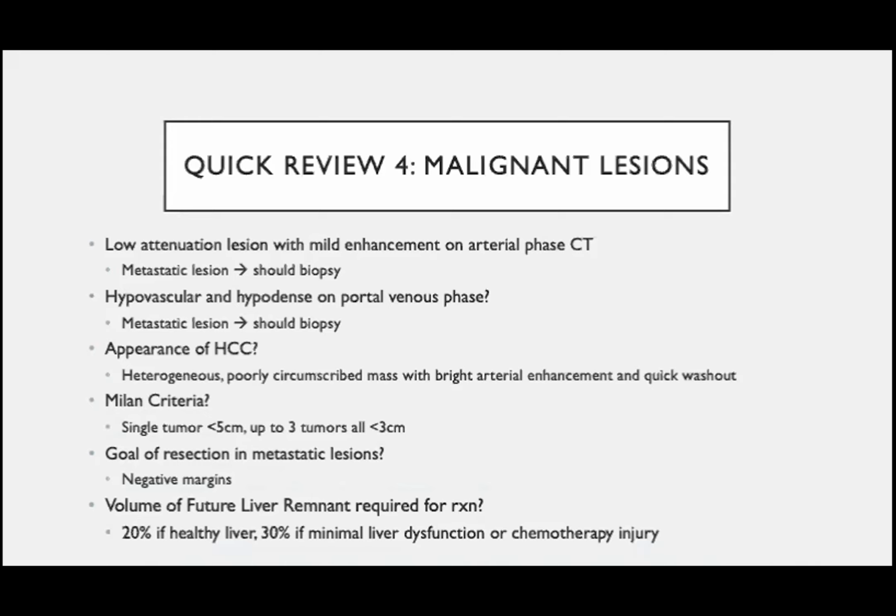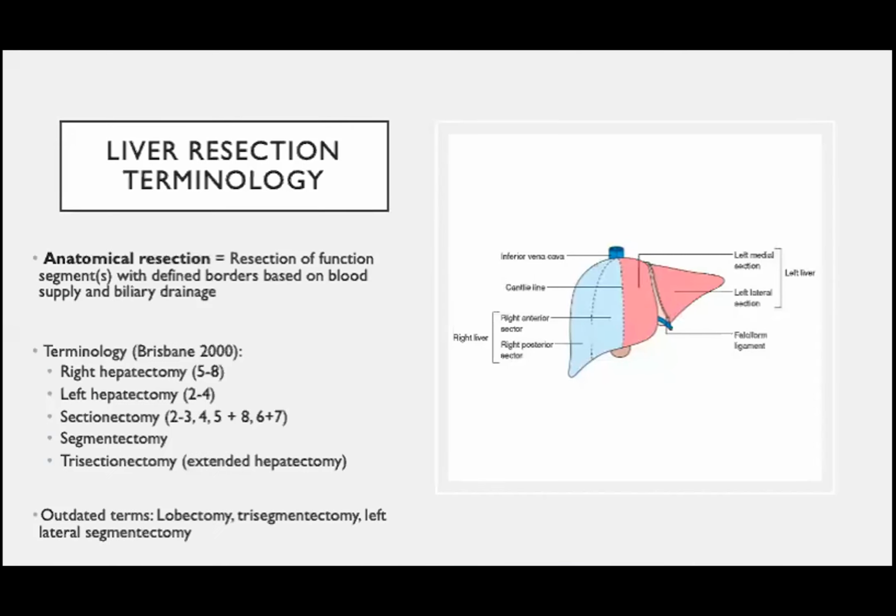Okay, so that is all our malignant lesions. We were supposed to also review hepatic resections. So let's go through this pretty quickly so we can do journal club. So anatomic resections. It's functional segments with defined borders based on blood supply.